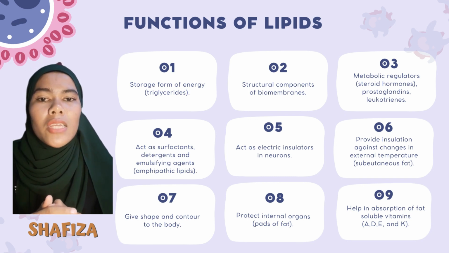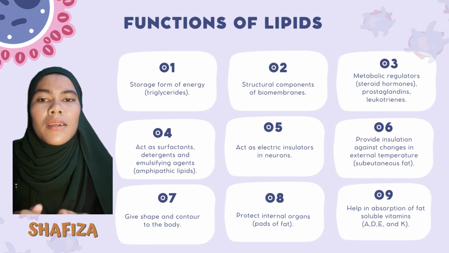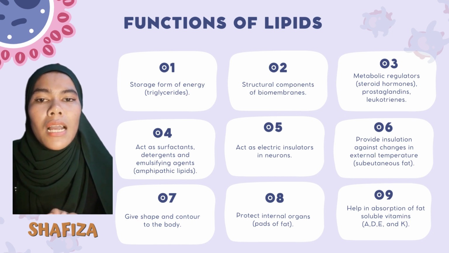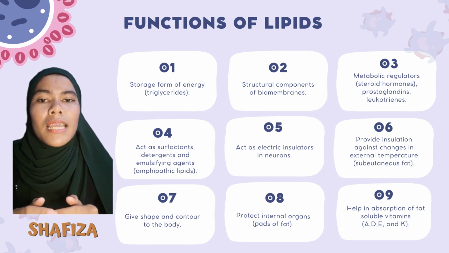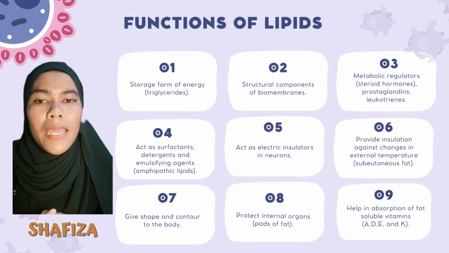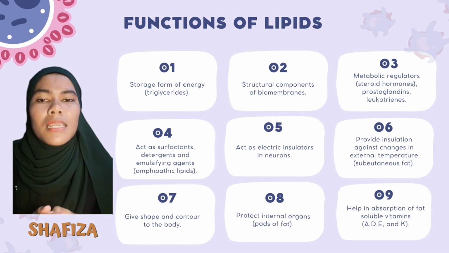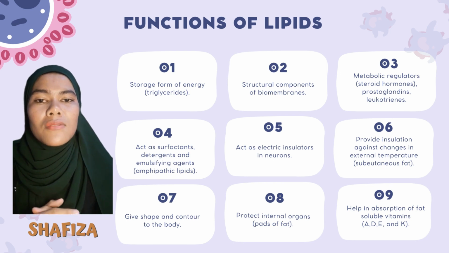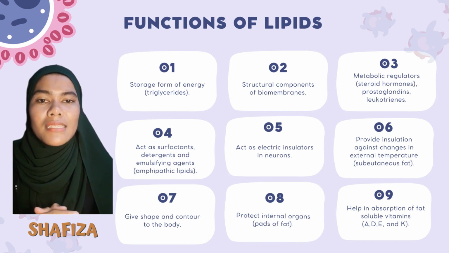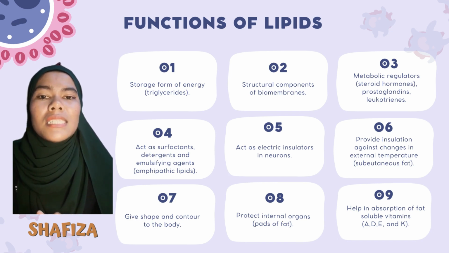Prostaglandin, leukotrienes. Number four, act as surfactant, detergent, and emulsifying agent. Number five, act as electric insulator in neuron. Number six, provide insulation against change in external temperature.